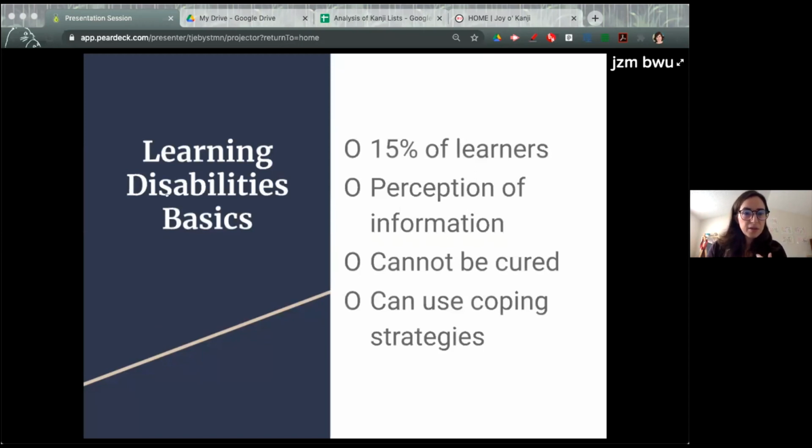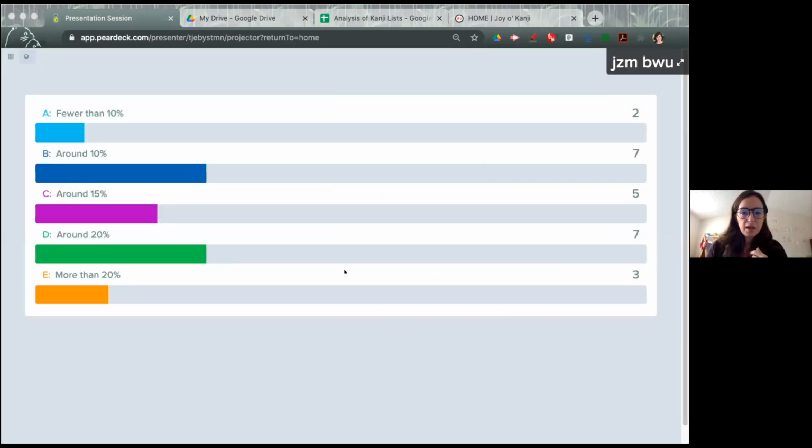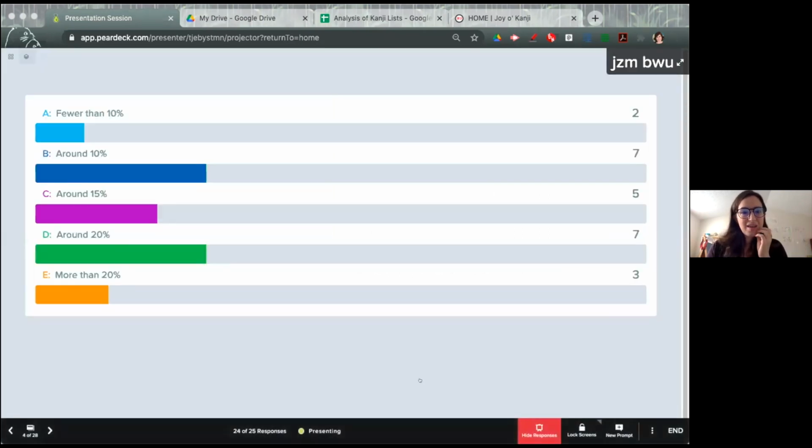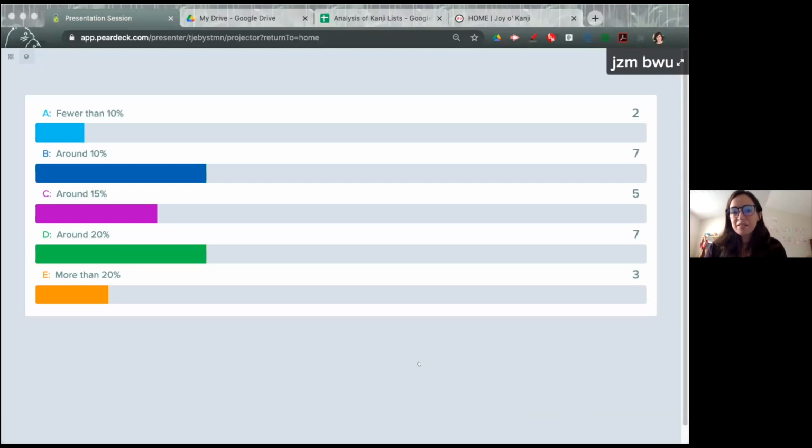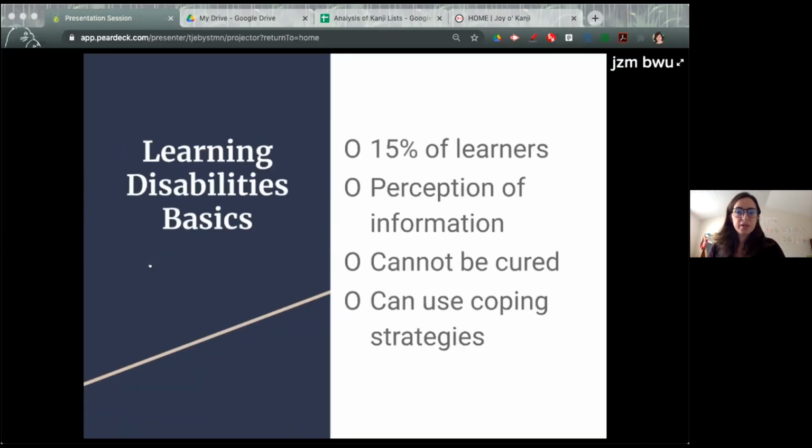The response that we got earlier, when we asked how many students you think have learning disabilities, was around 15%. We weren't terrible on there, but there we have it. It is about 15% of learners.